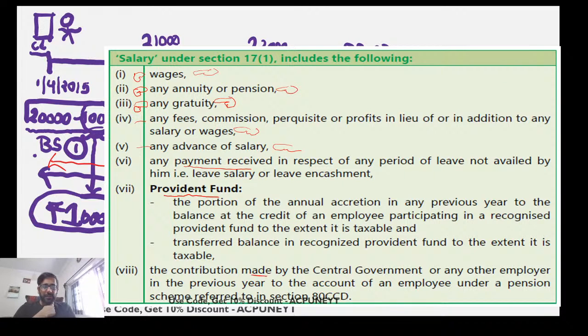It also includes contribution made by the central government. Kripesh, relief under section 89 we will do in coming slides. We will do relief also. I will tell you when you will receive the relief.